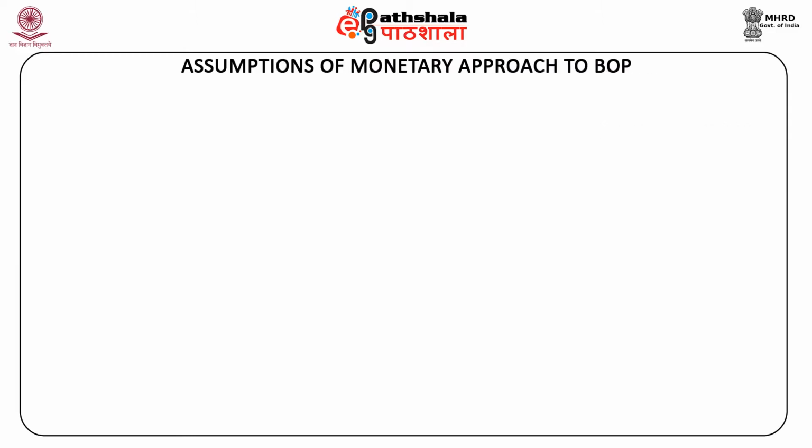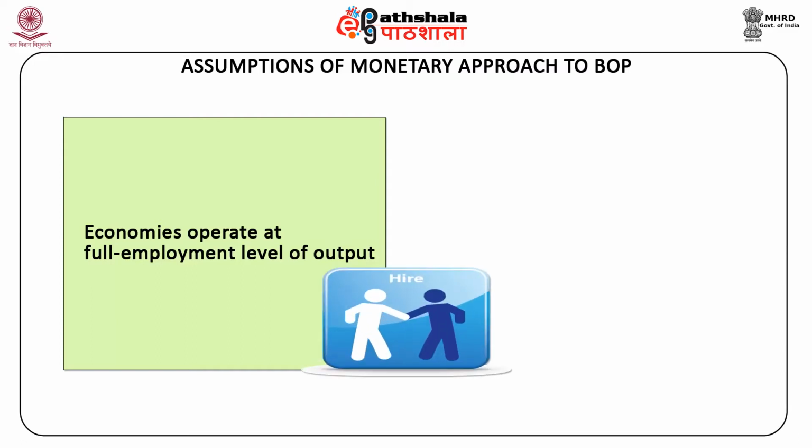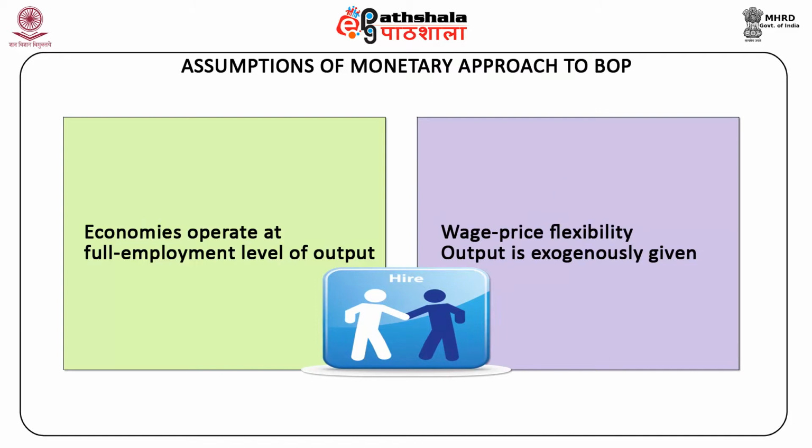The fifth assumption of the monetary approach to balance of payment is that economies operate at the full employment level of output, so that there is wage price flexibility. Thus, output is exogenously given for each country and at the world level as well.